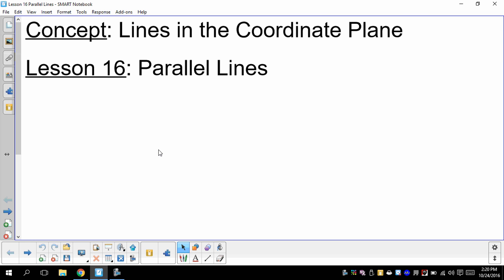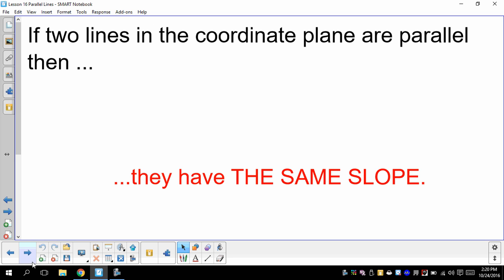Hey y'all, today we're going to talk a little bit about parallel lines, and we're going to use what we discussed about slope to help us do some parallel lines things. So if two lines in the coordinate plane are parallel, then that means they have the same slope.